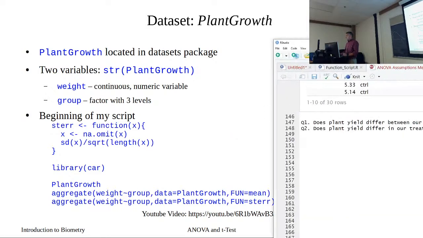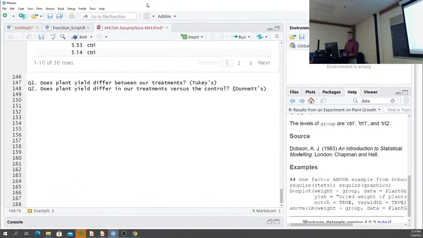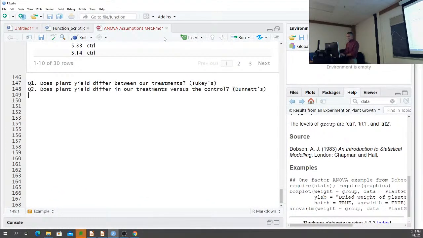However, I don't think box plots really do it justice. So the first thing we're going to do with our data set is inspect the data. So what we're looking for is obvious departures from normality and equal variances.